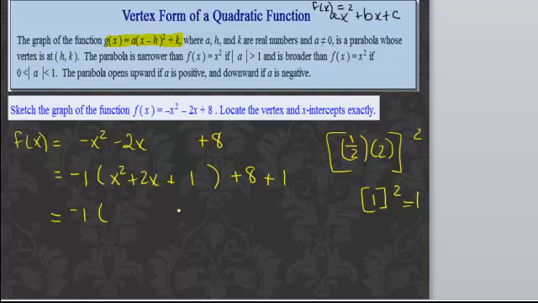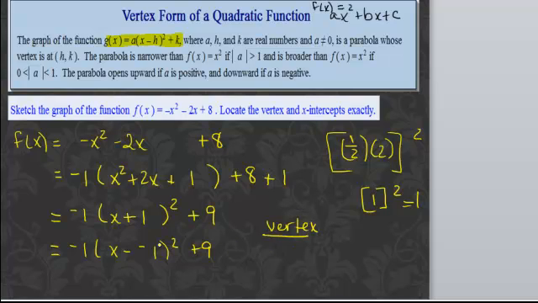Now, this parentheses will factor into a perfect square. It will factor into this all squared, plus 9. 8 plus 1 is 9. This is now in vertex form. You can see that if you look at your h and your k, remember the actual formula is x minus h, so that would be a negative 1. Minus negative is that positive right there. So your vertex would actually be negative 1, 9.